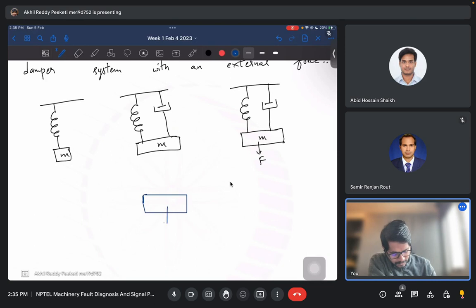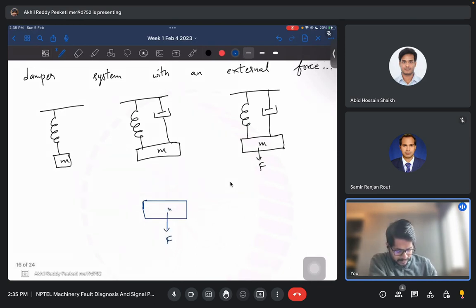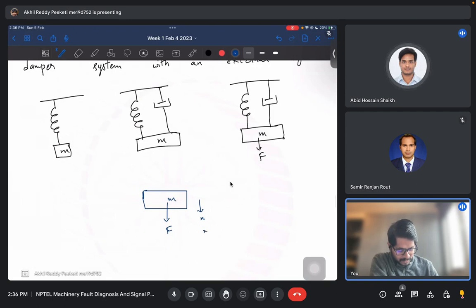Now you have a force F acting here, an external force, and this mass M is moving vertically down, so it will have some displacement x, velocity x dot, and acceleration x double dot. Now, if there is a spring, due to that there will be a force proportional to the displacement, kx, and if there is a damper, it will have a velocity proportional force, cx dot.